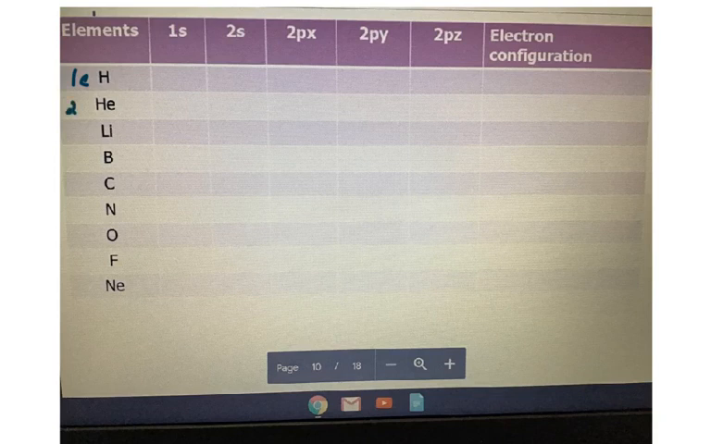Helium has 2. Lithium has 3. Boron has 5. Apparently we don't like the number 4. Carbon has 6 electrons. Nitrogen has 7. Oxygen 8. Fluorine 9. And neon 10.